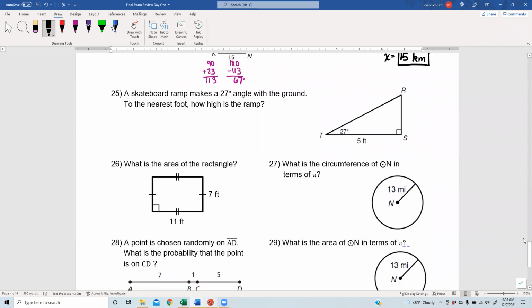Number 25: a skateboard ramp makes a 27-degree angle with the ground. To the nearest foot, how high is the ramp? How high? That's that side. For this, we have to remember our SOHCAHTOA.